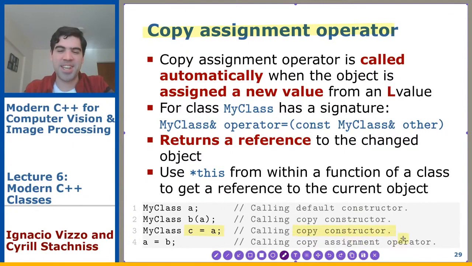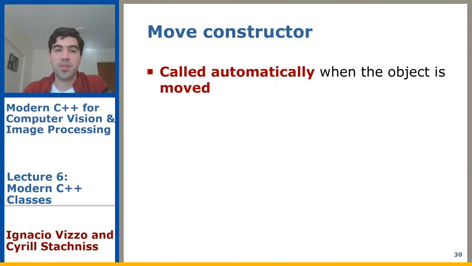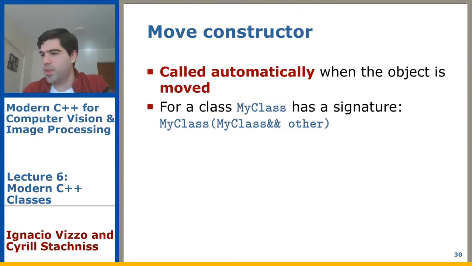If for some reason you want to overload the copy assignment operator, you might have some reason why you should do this. You will see some examples in the next lecture. There is also something called the move constructor. This is special function number 3. It will be called automatically when the object is moved. So the prototype is like this, and this is the interface as well.